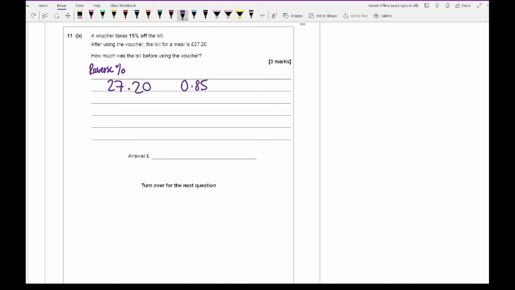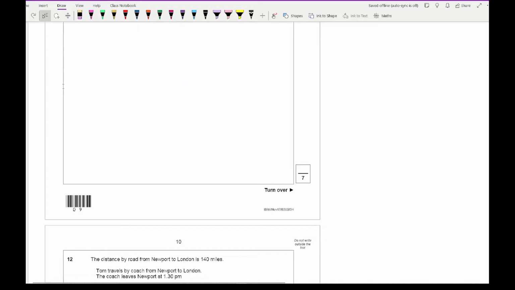Now because we're dealing with reverse percentages, we need to divide rather than multiply, and if I type that all into my calculator, I should end up with the answer of £32. Now where the 3 marks come from is 1 mark for dividing by 0.85. It's a very generous question, to be honest.